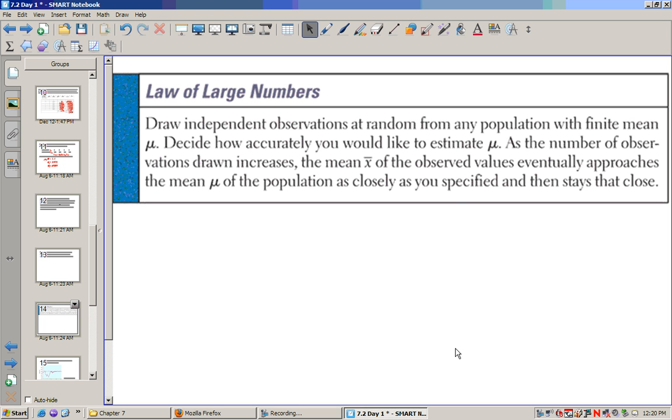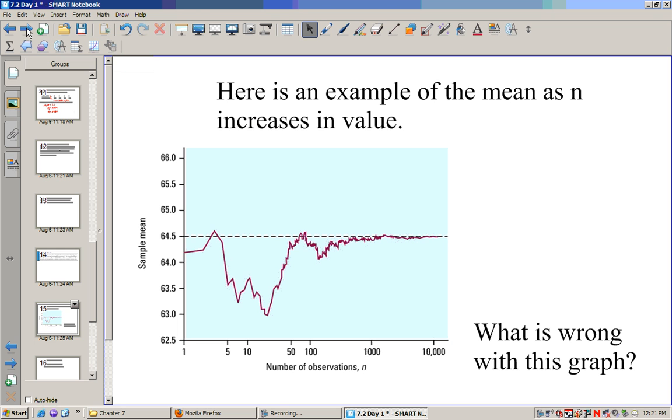Now this brings us to the law of large numbers. Draw independent observations at random from any population with a finite mean, mu. Decide how accurately we want to estimate our mu. As the numbers of observations drawn increases, the mean x bar of the observed values eventually approaches our mean mu of the population as closely as we specified. It stays that close. So as a drawing, if we have 1 to 5 samples, it might not be near our sample mean. But if we have 10,000 samples, it will be really close, if not right on it.